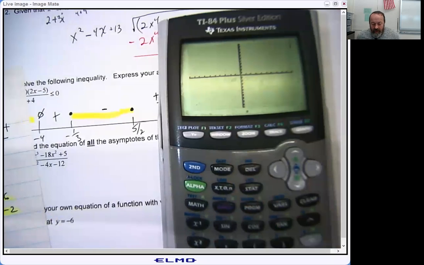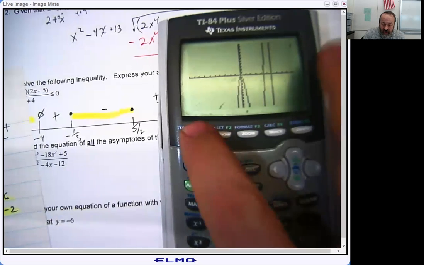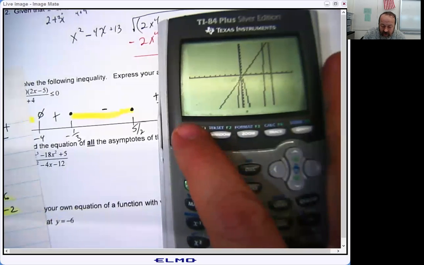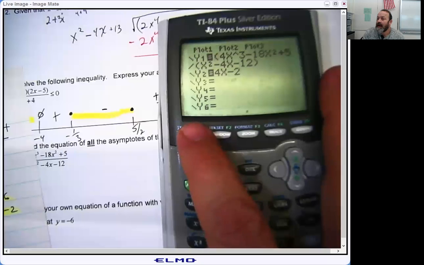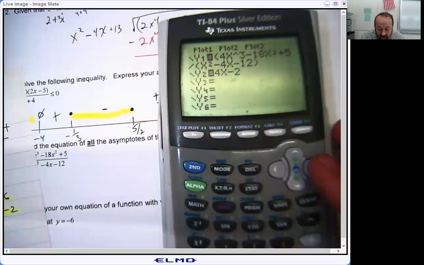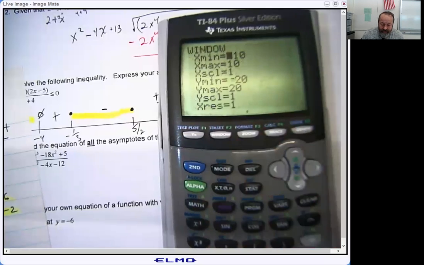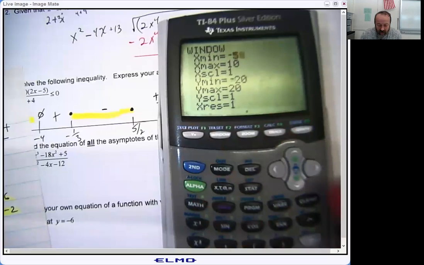So here comes my equation. Oh, something weird here. I don't like what I see. I must have missed a parenthesis. I've got 4x cubed minus, well, let's see. Maybe I didn't give myself enough window.